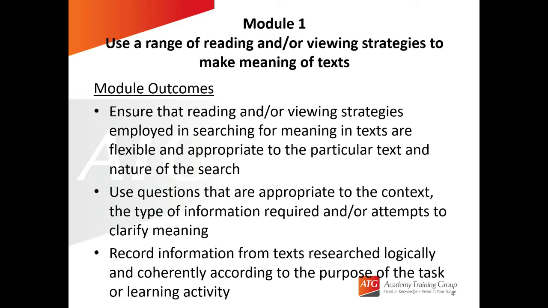Module 1. Using a range of reading and or viewing strategies to make meaning of texts. These are the module outcomes. Firstly, to ensure that reading and or viewing strategies employed in searching for meaning in texts are flexible and appropriate to the particular text and nature of the search. Using questions that are appropriate to the context, the type of information required, and or attempts to clarify meaning. Record information from texts researched logically and coherently according to the purpose of the task or learning activity.